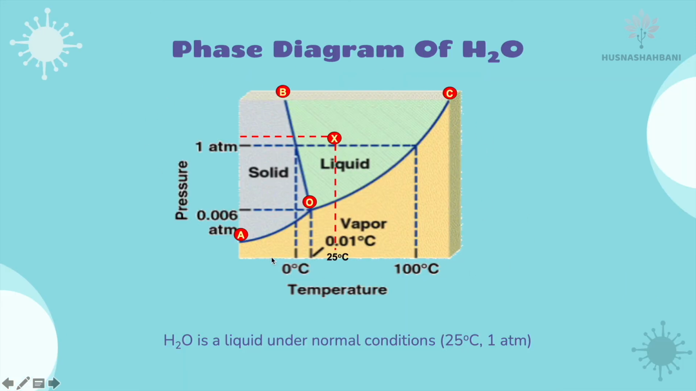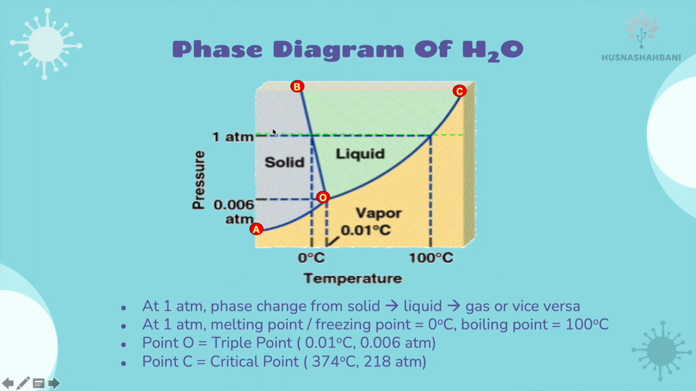Next, phase diagram for water. This is a phase diagram for water. You have solid, liquid, and vapor region. Water is a liquid under normal conditions. So we know that normal condition is 25 degrees Celsius and 1 atmospheric pressure. Here, normal condition. At 1 atmospheric pressure, if you see from left to right, when the temperature increases, the phase will change from solid to liquid to gas when you increase the temperature.